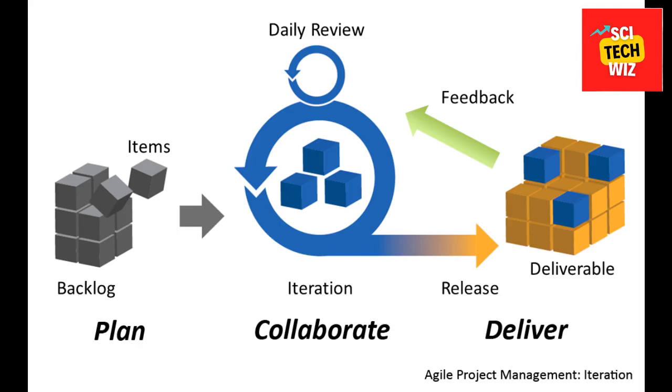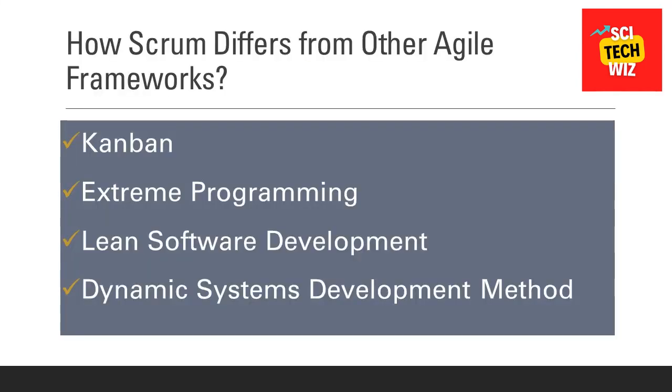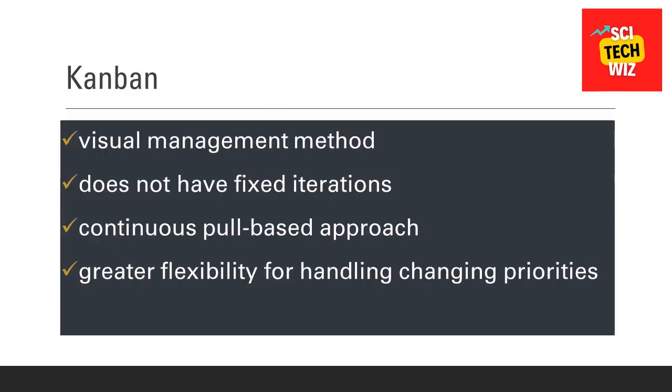Next, let us learn how the Scrum framework differs from other Agile frameworks. Scrum is just one Agile framework. Of course, it is the popular one, so everybody is talking about Scrum. But there are other Agile methodologies with different characteristics and practices. Some key differences between Scrum and other Agile frameworks include Kanban, extreme programming, lean software development, and DSDM, that is Dynamic Systems Development Method.